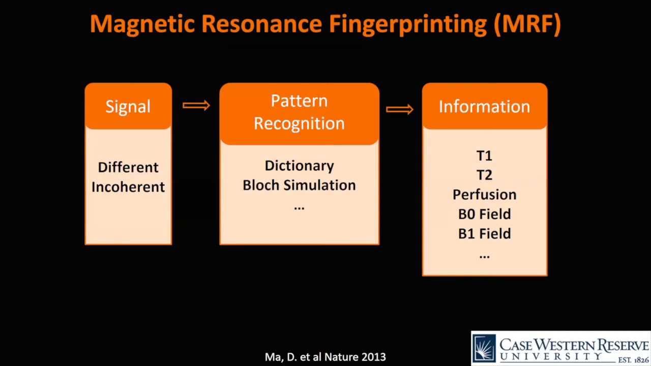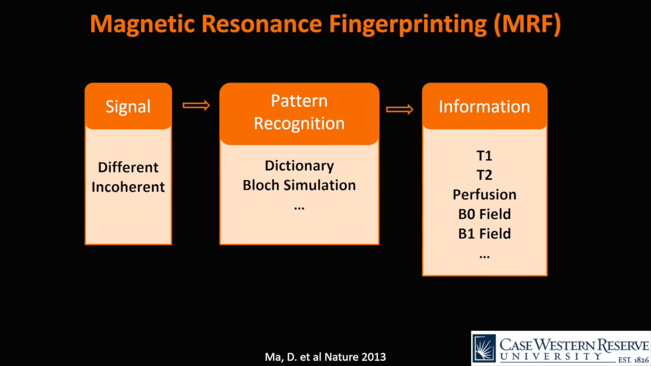MR fingerprinting follows a very similar idea. It starts with the signal acquisition. We don't have any requirement or constraints for what shape the signal should be, as long as the signals from different tissue types are different and incoherent. Similar to the conventional fingerprinting technology, we build a database, or we call it a dictionary, that contains signals from different tissue properties.